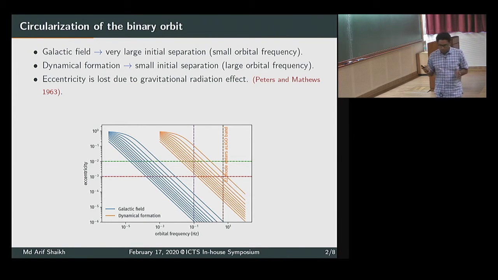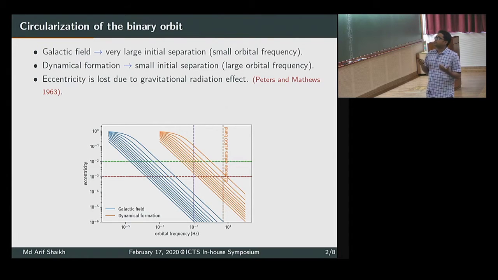Broadly, there are two categories of formation channels. One is where binary systems of these compact objects are formed in the galactic field. In such a scenario, they are formed with a very large initial separation. And if you apply Kepler's third law, you see that they are formed essentially with a very small orbital frequency.